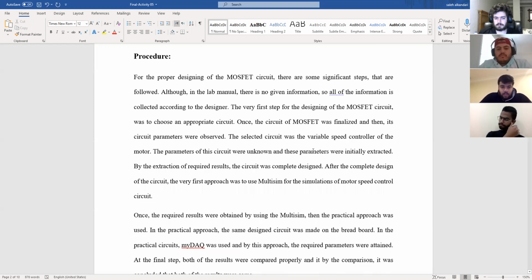For the design of the MOSFET circuit, there are some significant steps that are followed. Although there is no information given in the lab manual, all the information is collected by the designer. The very first step was to choose an appropriate circuit. Once the MOSFET circuit was finalized, its circuit parameters were observed. The selected circuit was a variable speed controller of the motor. The parameters of the circuit were unknown and were initially extracted.